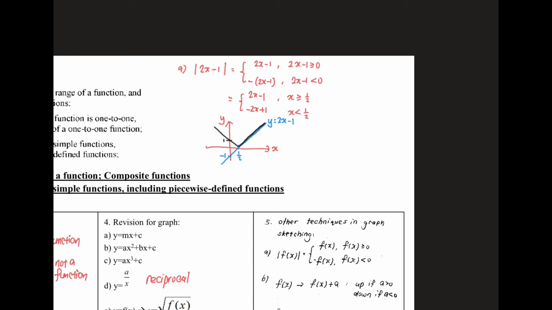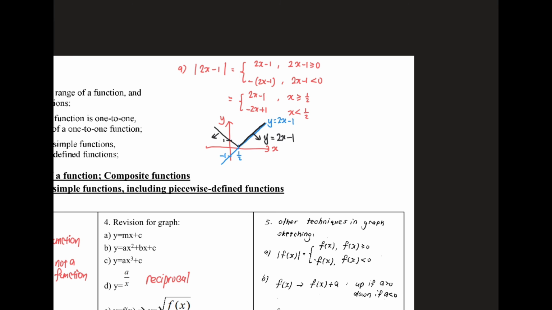Okay. Then what is the usage of this definition? This definition is trying to tell us when x is more than or equal to 1 over 2, our function is 2x minus 1, which is this graph, 2x minus 1. So this graph with positive gradient takes 2x minus 1. Okay, so I can just label it first. This part is y equal to 2x minus 1.